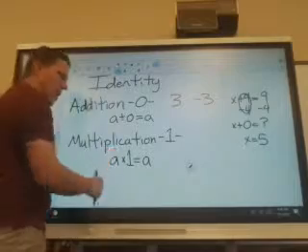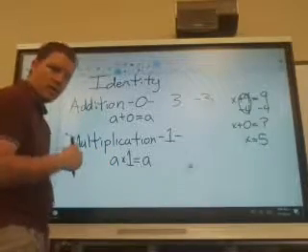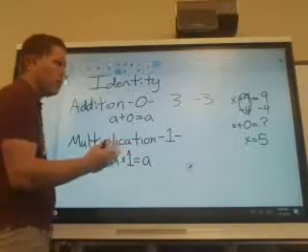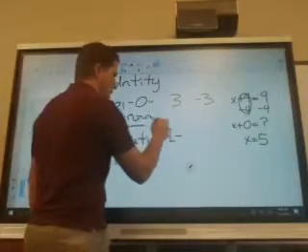Now, this idea and the many ways that 1 gets represented is huge, and a lot of people have no idea about it.